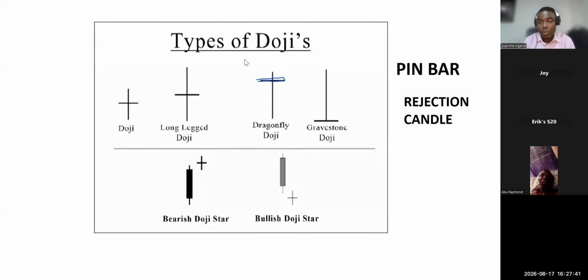Now, when we have a doji, candlesticks are used for reversal. If you find it at the top of an uptrend, it signifies reversal from uptrend to downtrend. If you find it at the bottom of a downtrend, it indicates reversal from downtrend to uptrend.